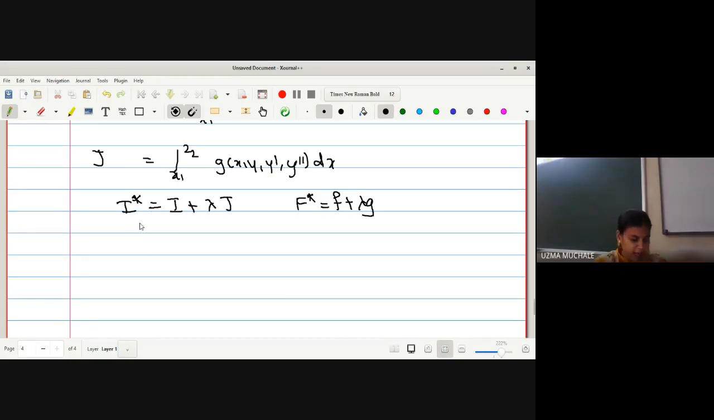I star equals I plus lambda J. With the help of this Lagrange's multiplier, extremization of I and J combined is equivalent to finding the extremization of I star. So let me write this as I star equals the integration from x1 to x2 of f star of x, y dash, y double dash dx.